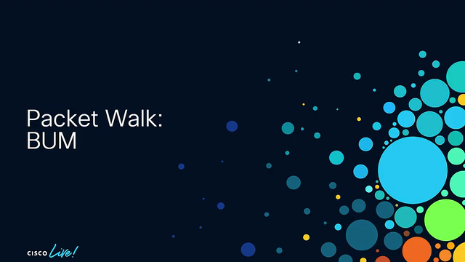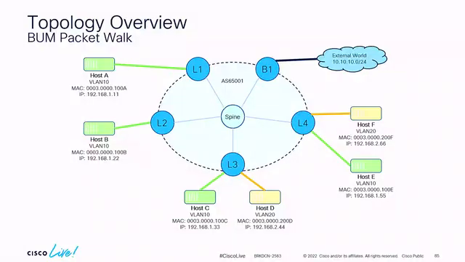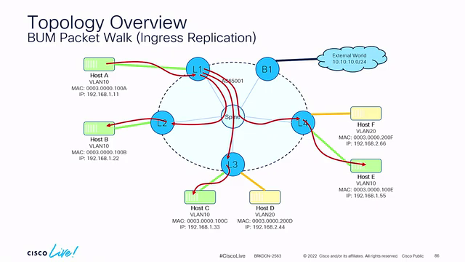I am. So the next part is BUM. And in BUM, there is not really much to say. I mean, BUM: broadcast, unknown unicast, multicast. We go with the same topology, but now we have two different ways on how to do BUM. And if BUM is not clear enough, broadcast, unknown unicast, multicast, I just re-emphasize it.